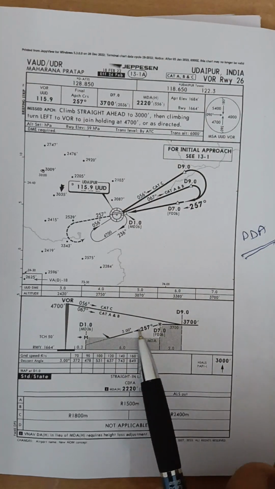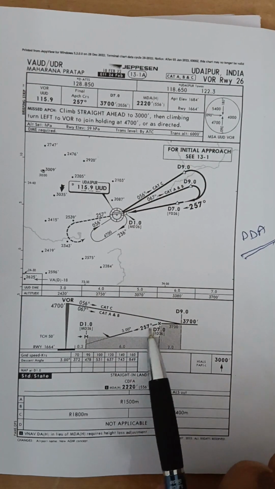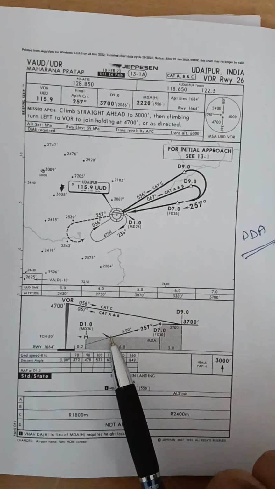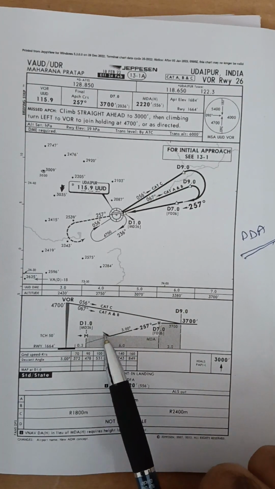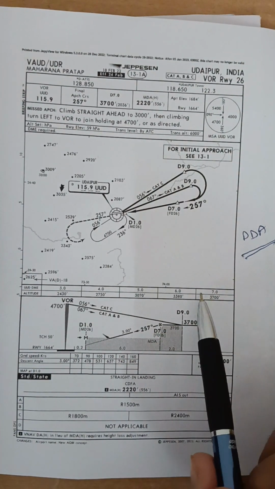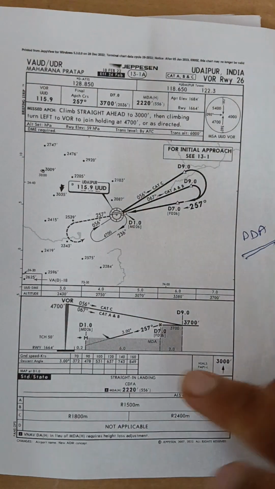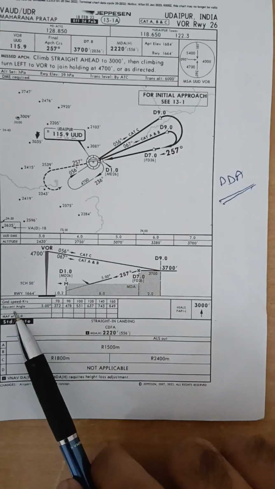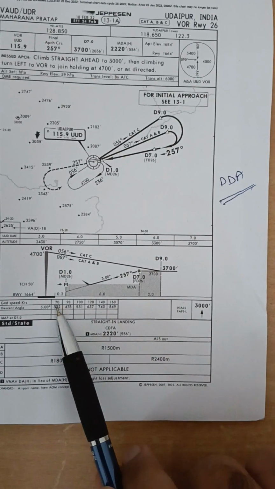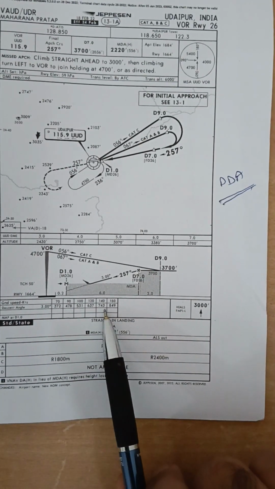Come for the approach, continuous descent, 3-degree glide slope, 257, and once you reach your DDA, you initiate a missed approach if you are unstable on approach or if you can't see the runway. Otherwise, you continue the approach and go for a landing. Again, ground speed, descent angle, 3-degree standard. According to your ground speed, they have given you a rate of descent.